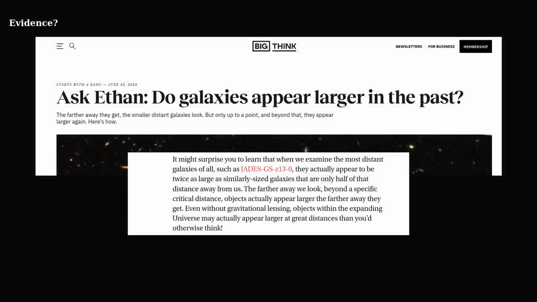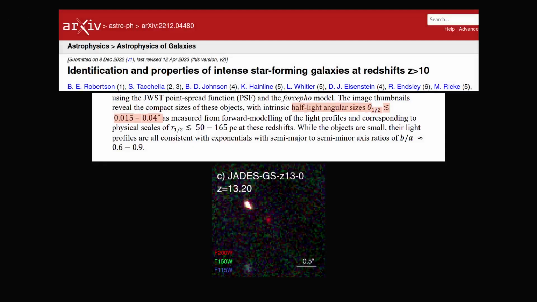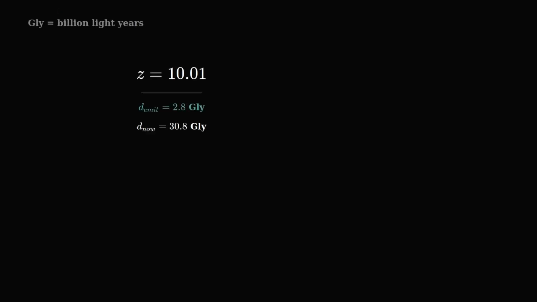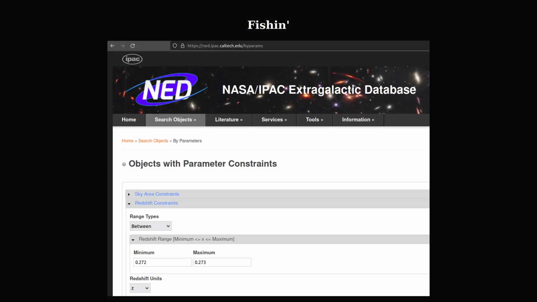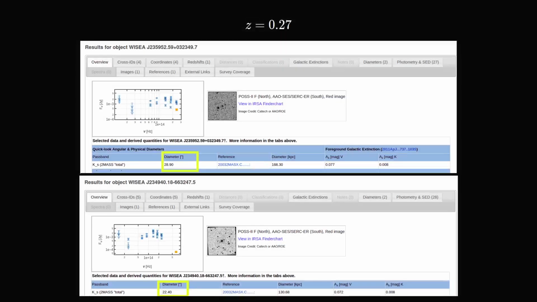So, with all of that said, is any of this real? Ask Ethan says they actually appear to be twice as large as similarly sized galaxies only half the distance away. So this is a galaxy in a collection greater than redshift 10. If every large redshift has a lower redshift buddy that has the same angular diameter distance, z equals 10 is z equals 0.27.